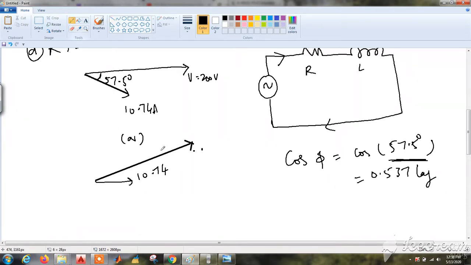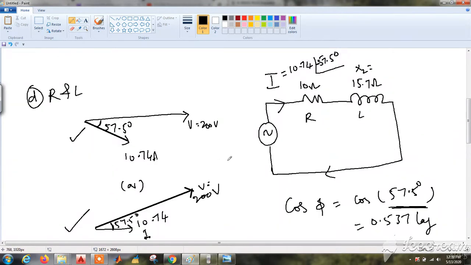So this is 200 volts voltage, and this is current, and you can see that the voltage is leading the current by 57.5 degrees. Either you can draw this, either you can draw this, both are correct. Now let us move on to R and C.